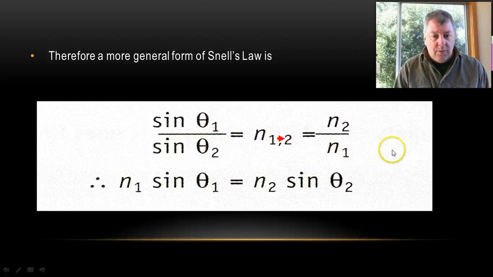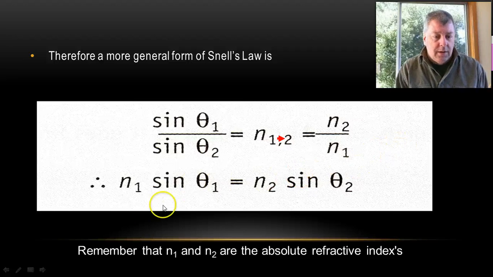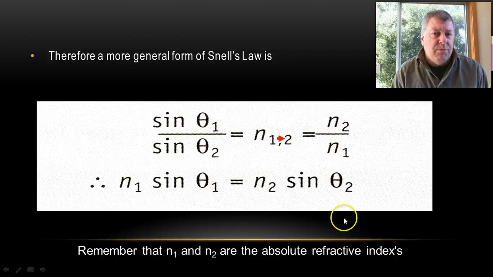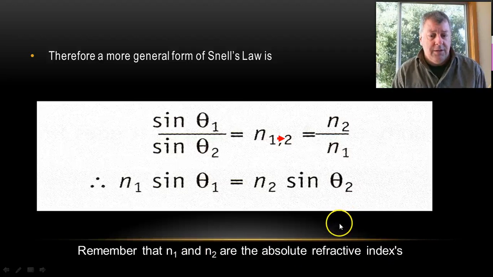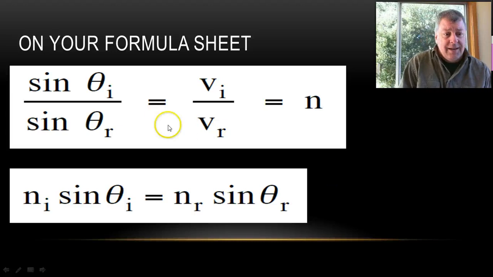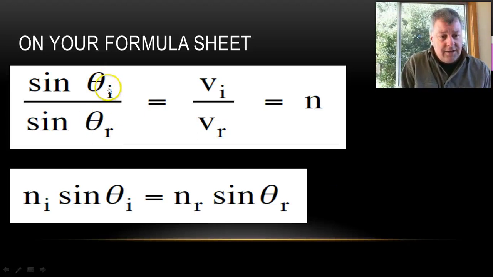And remember that n1 and n2 are the absolute refractive indices, and you would more than likely be given those in the question or in a table, and you would be given one of these angles. So on our formula sheet, again, it's written slightly differently. Instead of i and r, they use theta i and theta r, incidence, refracted.